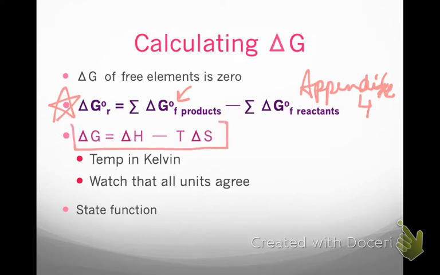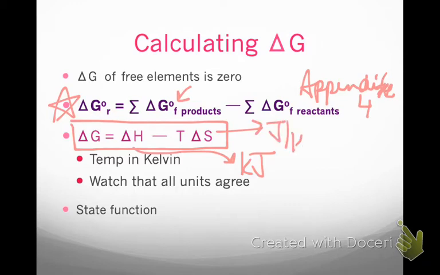Another way that we can calculate delta G is by using enthalpy and entropy values, or delta H and delta S values, and the temperature. The temperature has to be in Kelvin, and you have to make sure that all of your units agree. So delta H is usually given to you in kilojoules, and delta S is usually given to you in joules per K. So you're going to want to either change the delta H to joules or the delta S to kilojoules. And I usually change the delta S to kilojoules because delta G is usually given to us in kilojoules. So that just kind of keeps everything in line with the way things are reported for delta G in your textbook.